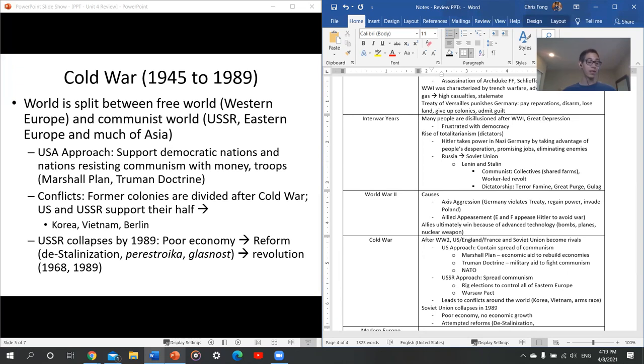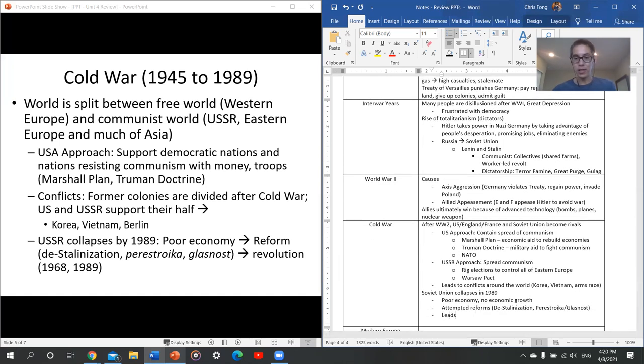There's de-Stalinization, which is where Khrushchev gets rid of the gulags and gives people a little bit more freedom. Perestroika and glasnost, which is where Mikhail Gorbachev in the 1980s allows for some private businesses and allows for free elections. The problem is, if you give a mouse a cookie, if you give people a little bit of freedom, they're going to want more. And so this ultimately leads to revolutions in 1956, 1968, and then 1989 that ultimately lead to the independence of all of Eastern Europe, and the Soviet Union collapses.